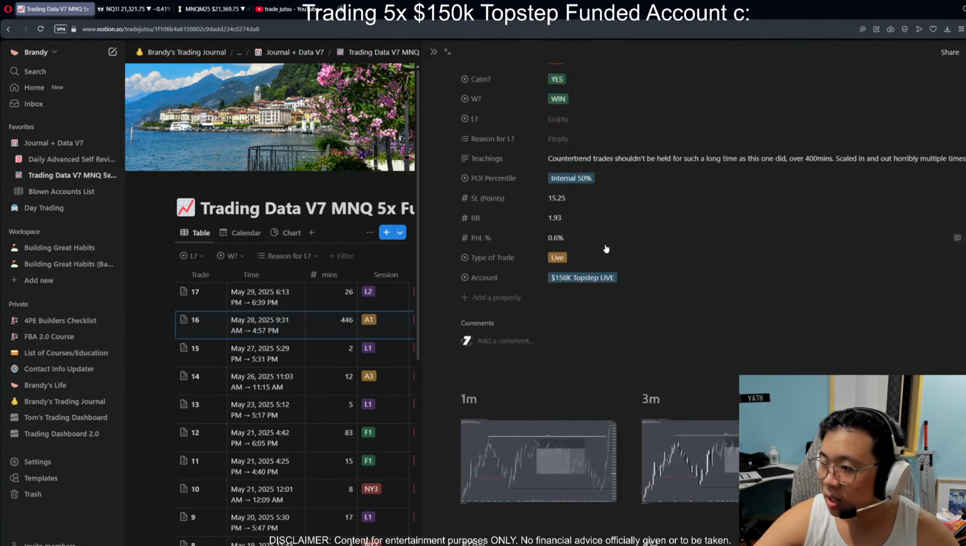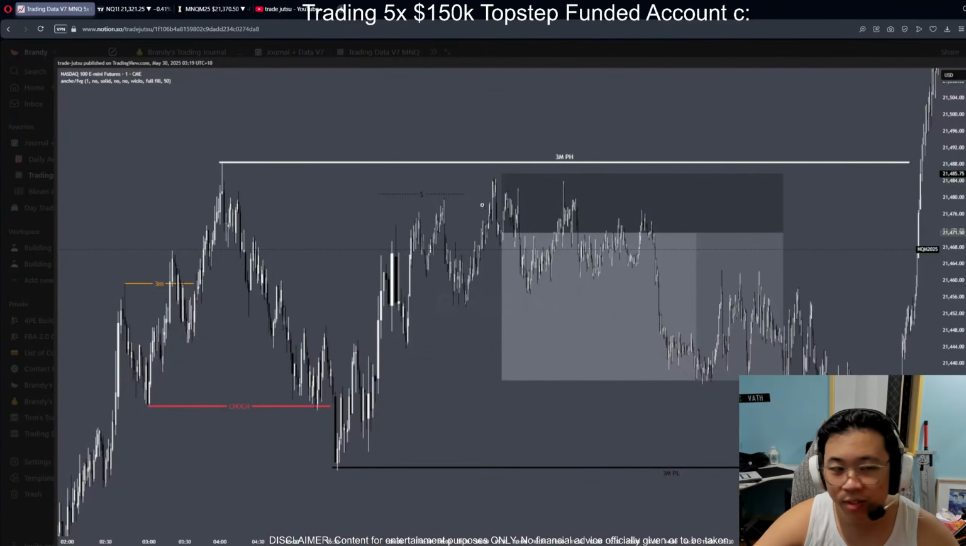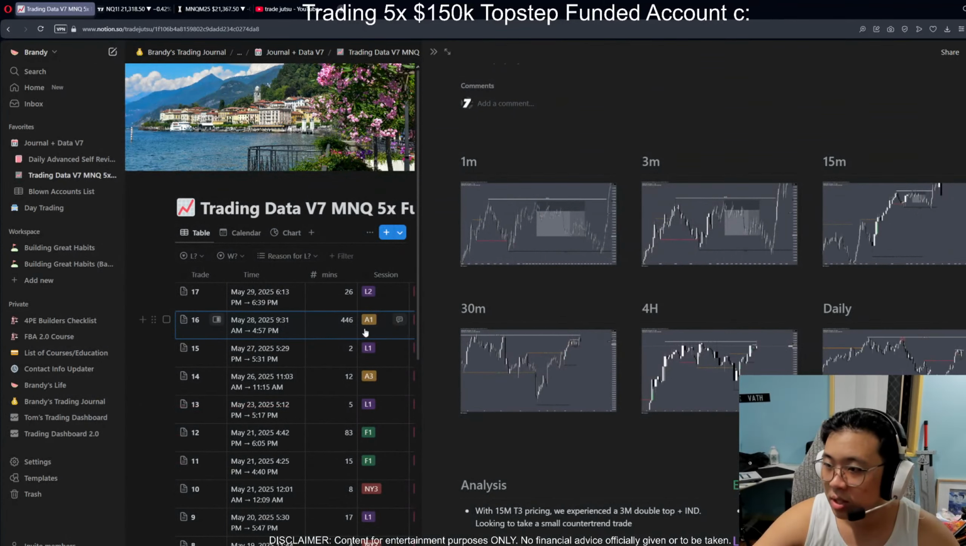Day 16, the trade went for 7 hours. From here to here, 7 hours. I closed it out right here, about here at the end. Trading for 7 hours and 27 minutes. As you can see here, that means 446 minutes.